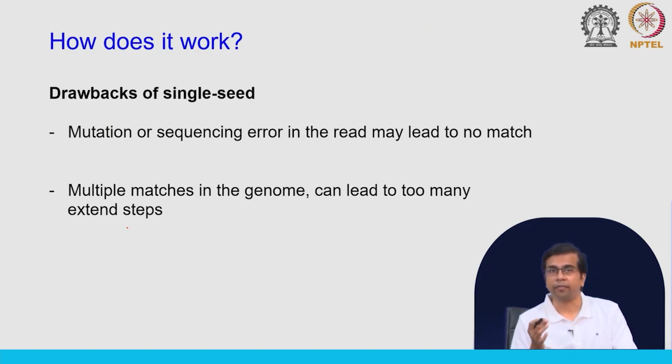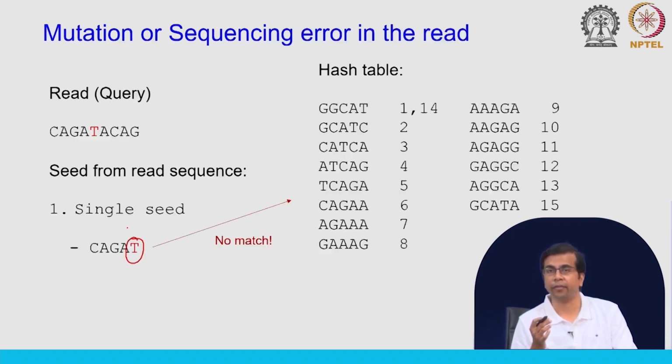There is another disadvantage. If a single seed matches to multiple positions in the genome, as we have seen it can, for example, this seed here can match to 1 and 14, 2 positions. You now have to align this at both of these positions. You have to do this extend and align for both positions and see which one actually aligns better. Again, the alignment part is a time consuming process, and if you have to do this for more than 2, or 5 or 7, that will actually take up time.